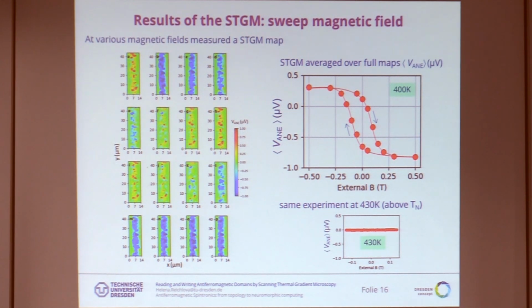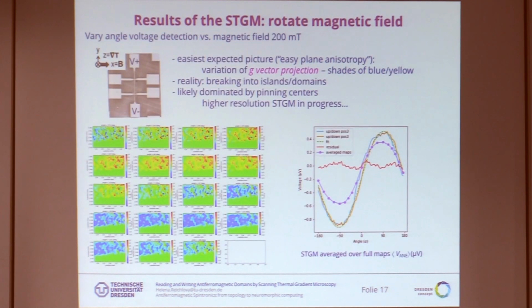So this was encouraging. We also did, actually a little bit later, an experiment where we were not sweeping the magnetic field, but we were rotating the magnetic field. And with the rotation, from our first naive expectation, we thought that we will just change the projection of this Hall vector, and that we will just see colorful changing shades from yellow to blue. And to our little bit of surprise or disappointment, we actually don't see that.